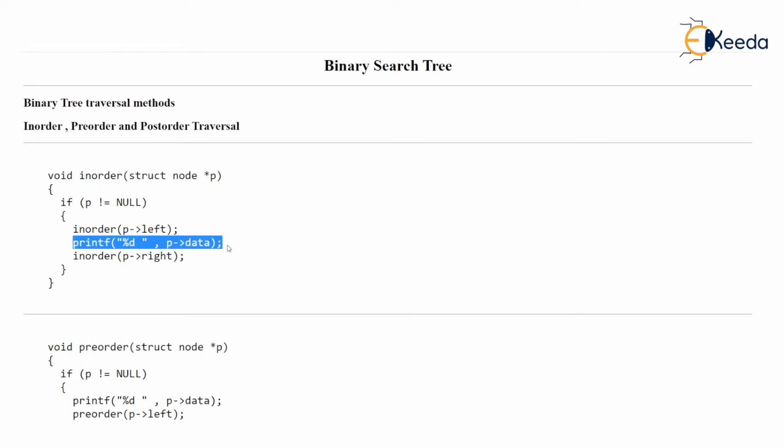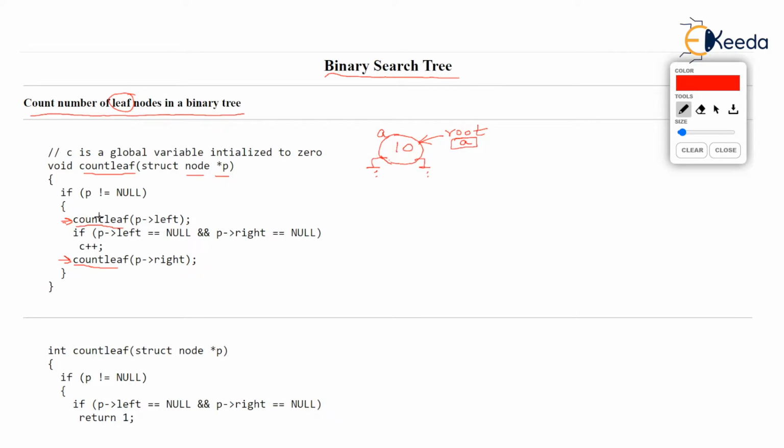Now here the only change is that we have replaced the name of the function. The name of the function was inorder. We have named it countLeaf. That's it. And countLeaf is called recursively two times with the left child, p arrow left, and the right child, p arrow right. And in between we had printf, remember, in the pure inorder function. Now here we are having an if statement. So this is perfectly an inorder function.